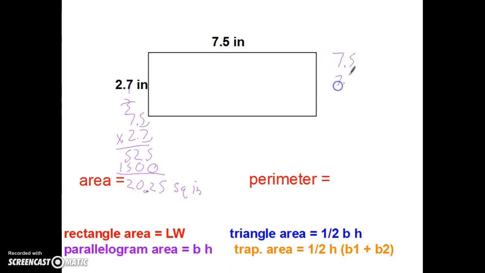Perimeter, I need to add all the sides up. We got 7.5s and 2.7s. And if I add them, 10, 17, 24, carry my 2, 9, 16, 18, 20. Bring the decimal point straight down because we're adding. 20.4 inches.